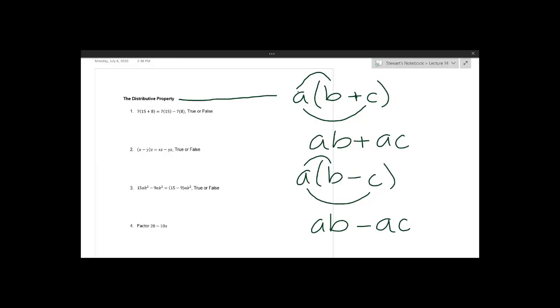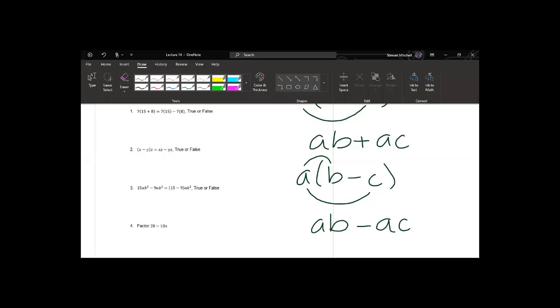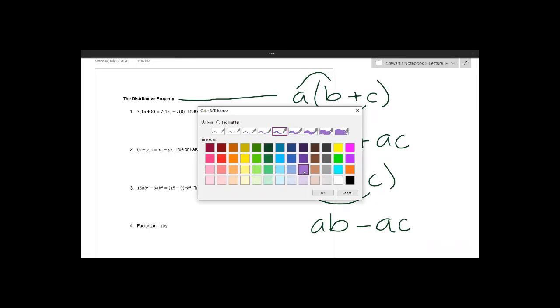So it's pretty straightforward. It can be really helpful even if you don't have variables, like if you just have numbers. If you added the numbers in the parentheses first, it could be a bigger number than you're used to dealing with, and it could make it harder to solve. So let's go through some examples with the distributive property.